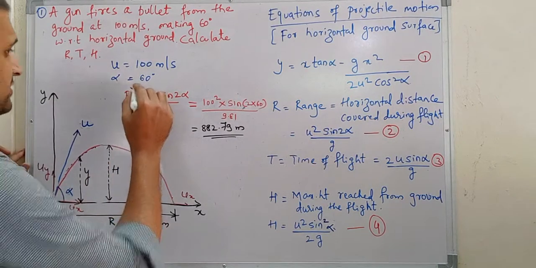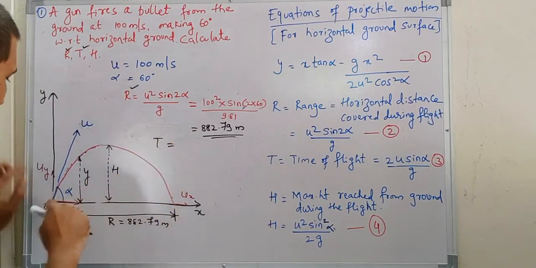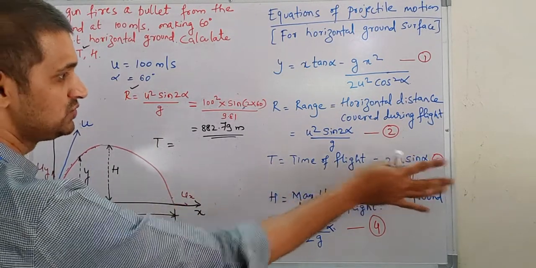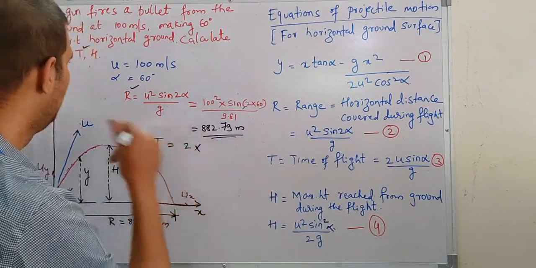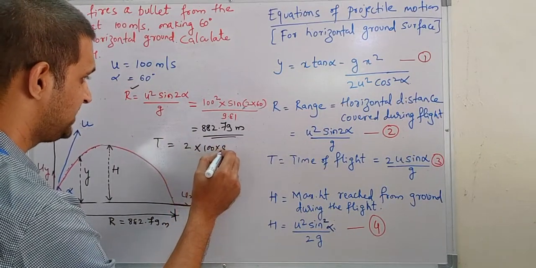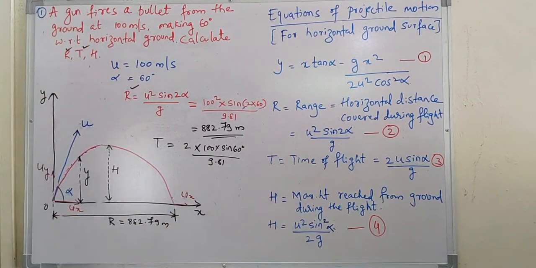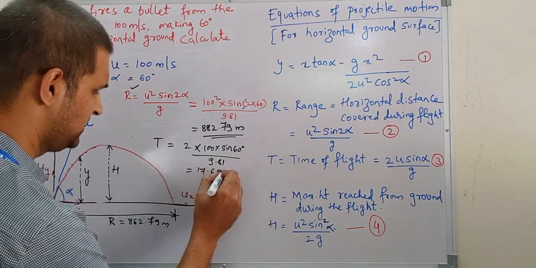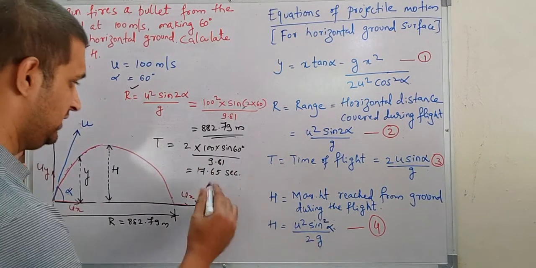Now R we have calculated. So next we have to calculate what? T, the time of flight. Whatever is the time taken by the particle from the initial point to the final point. For that you have to use 2u sine alpha by g. So directly I will substitute. Now u is again 100 into sine 60 degree divided by 9.81. T is how much? 17.65 seconds. So next H.